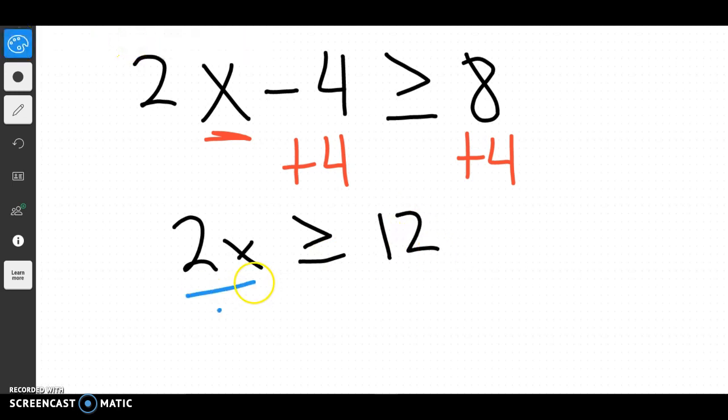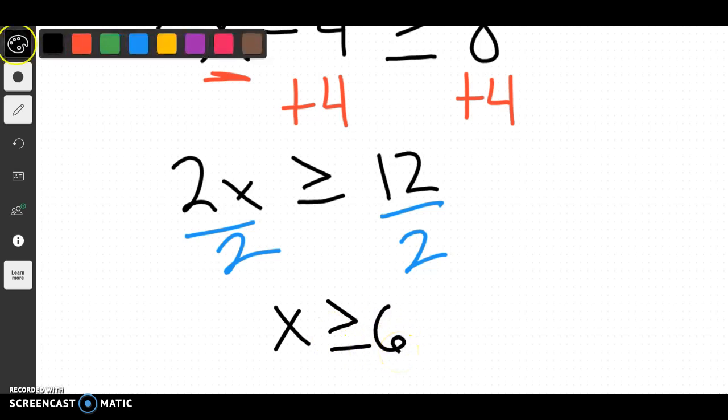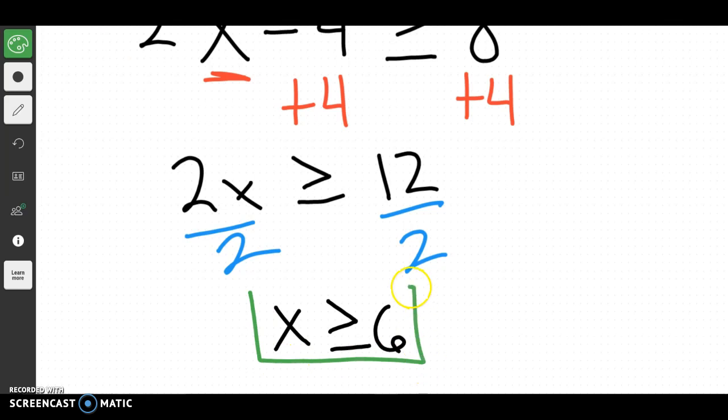And then we're going to divide by 2 to get x by itself. And in this case, we're going to get x is greater than or equal to 6. Now this is my answer, but this has a lot of different answers. So we want to actually show what that answer would look like. And to show what that answer would look like, we would graph this thing.